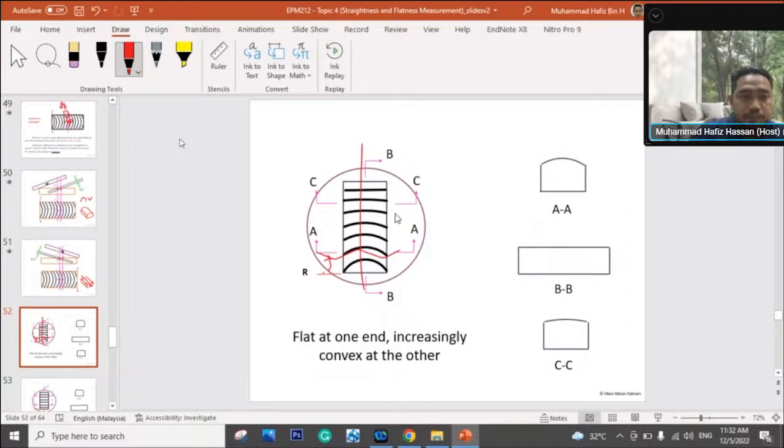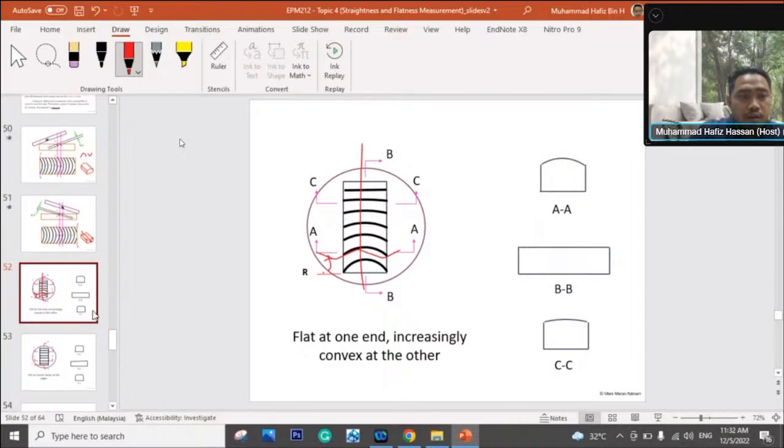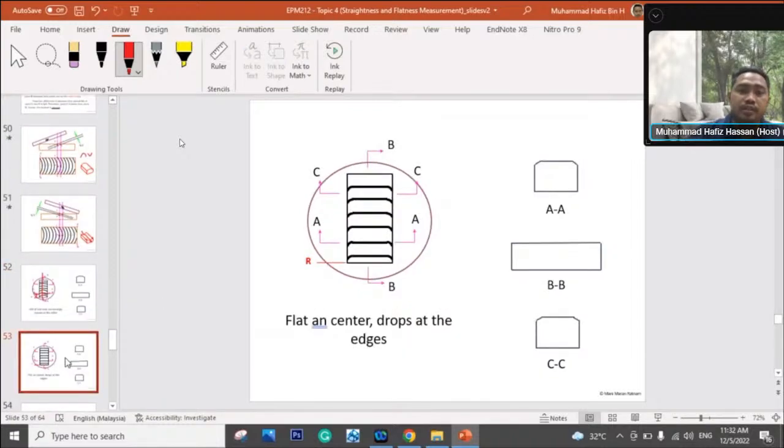Okay, how about this? This is the same as before. You can see, where is the reference? You have to find where the reference is.